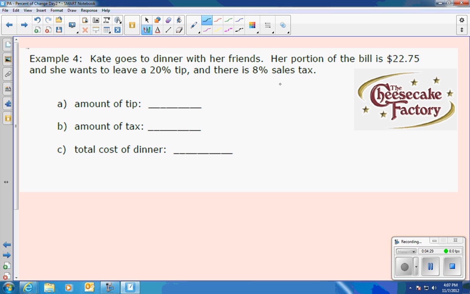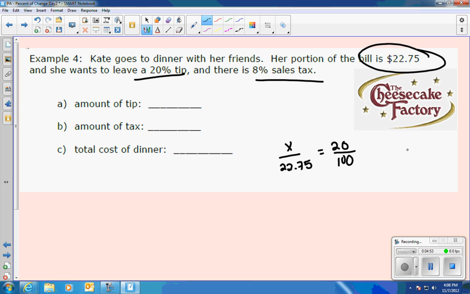Kate goes to dinner with her friends. Her portion of the bill is $22.75. She's going to leave a 20% tip and pay an 8% sales tax. Whenever you're tipping and paying tax, both are a portion of the original amount. So I'm looking for what out of the original is 20%, but I'm also looking for what out of the original is 8%. So I'm going to have 20 times 22.75 divided by 100. My 20% is $4.55. That's my tip.